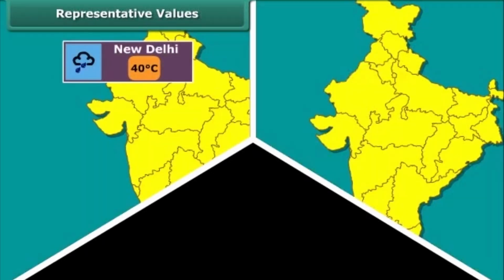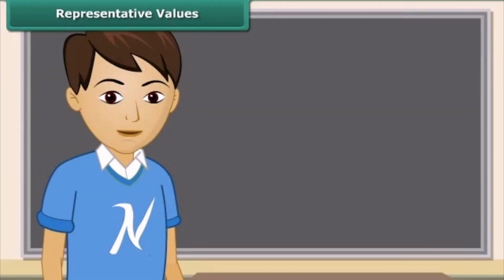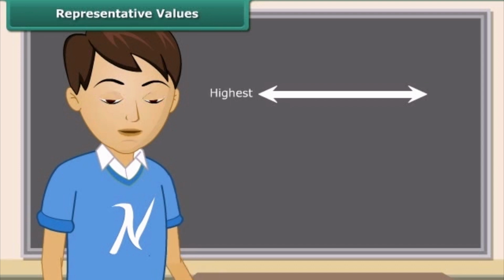Similarly, the average temperature of 40 degrees Celsius means that the temperature of New Delhi at this time of the year is around 40 degrees Celsius. Sometimes it may be less than 40 degrees Celsius, and at other times it may be more than 40 degrees Celsius. Thus, we realize that average lies between the highest and the lowest value of the given data.